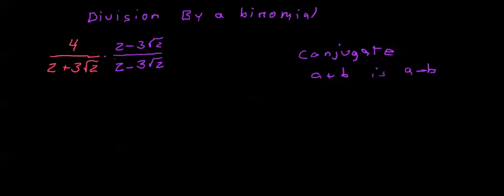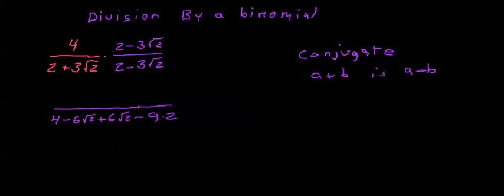And then we're going to do binomial multiplication on the denominator. 2 times 2 is 4. 2 times minus 3 radical 2 is minus 6 radical 2, plus 3 radical 2 times 2 is 6 radical 2, minus 3 radical 2 times 3 radical 2 is 9. 3 times 3, and radical 2 times radical 2 is 2.